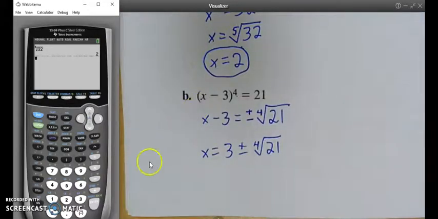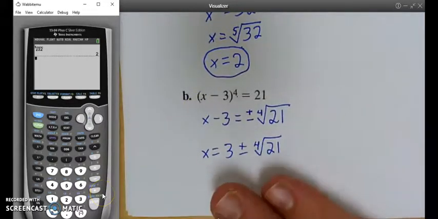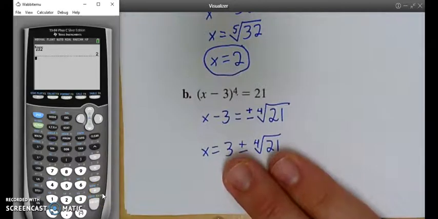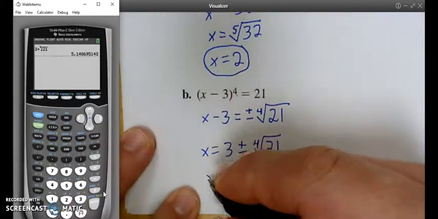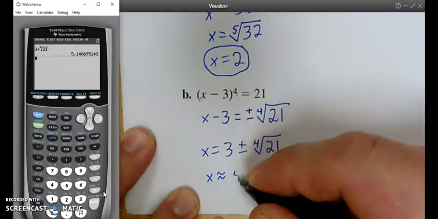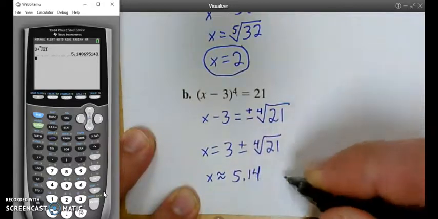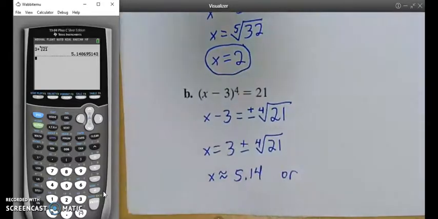Since I'm expected to round, I couldn't simplify this. This would actually be as simplified as it gets for my 2 answers. But since I'm expected to round, I am expected to go to my calculator and type each of those in. So 3 plus the 4th root of 21. And I'm going to hit enter, and I'm going to get 5.14. And I was rounding to the nearest hundredth, so I rounded correctly. X is approximately 5.14 is one of my 2 answers. One of my 2 real answers, I should point out.